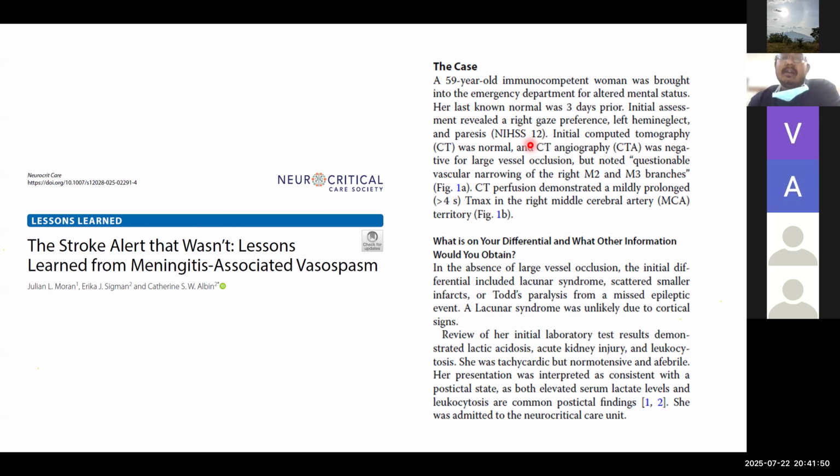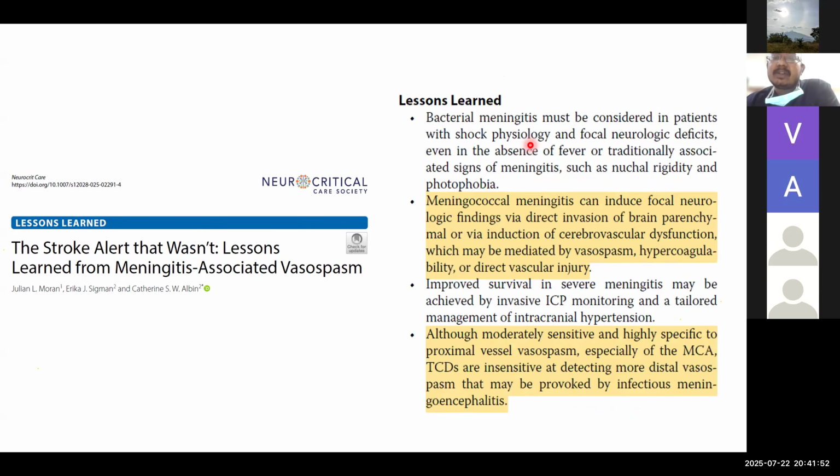The takeaway message is that meningococcal meningitis can induce focal neurological deficits via direct invasion or induction of cerebrovascular dysfunction via vasospasm, hypercoagulability or direct vascular injury. In this case, it is vasospasm. They say that although moderately sensitive and highly specific for proximal vessel spasm, especially of the MCA, TCDs are not sensitive at detecting distal vasospasm that is provoked by infectious meningoencephalitis.